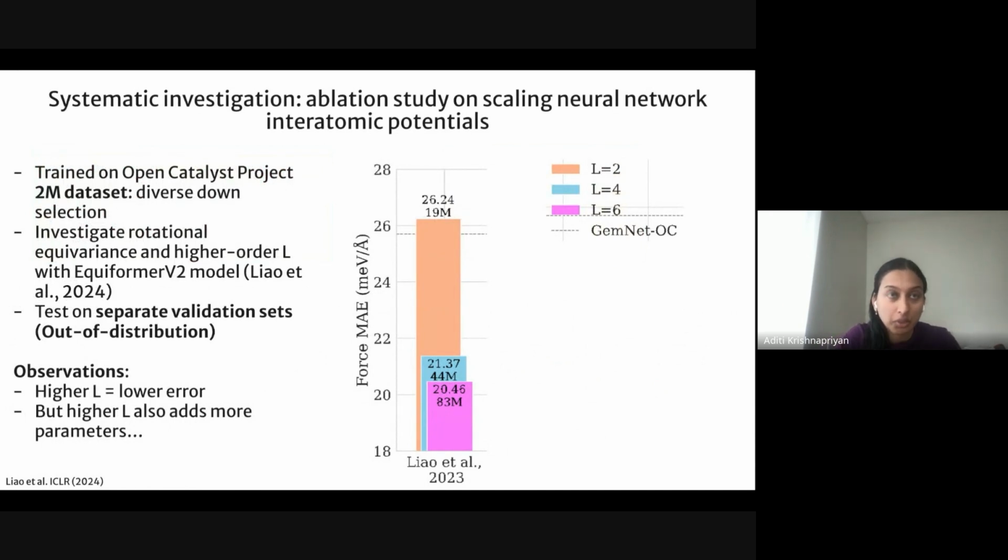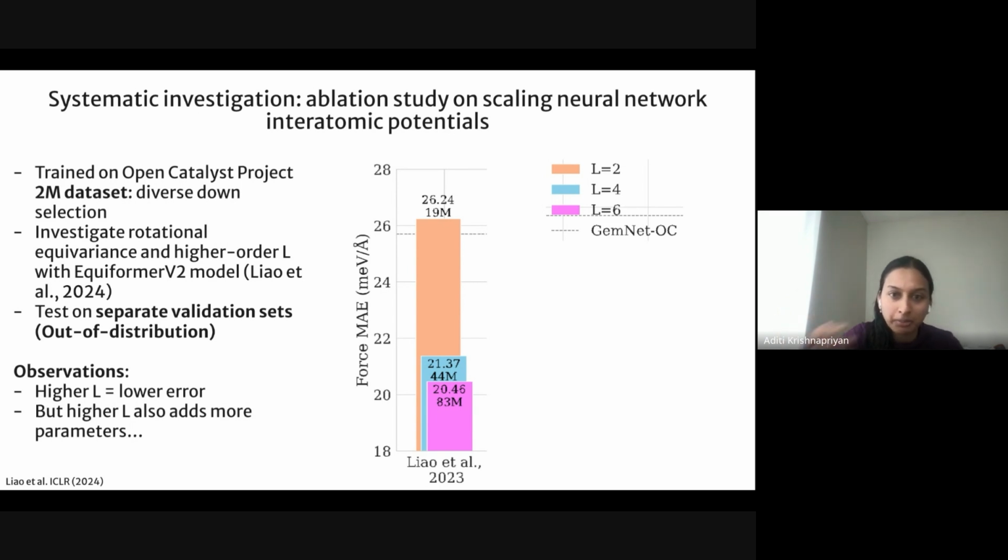So the experiment that we did here was we looked at the 2 million data set for Open Catalyst. This is a diverse down selection. We looked at the EquiformerV2 model that Yi-Lun just talked about to investigate rotational equivariance and this idea of higher order L. And we tested the model on a separate validation set that's supposed to be out of distribution. And immediately, the first thing we noticed was that if you look at these models here, you have this L equals 2 model, which has high force error, and you have the L equals 6 model, which has low force error. And so it seems like higher L means lower error.